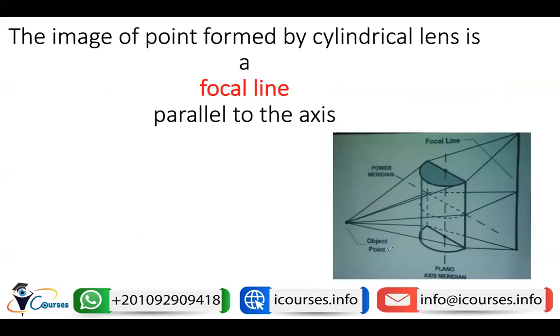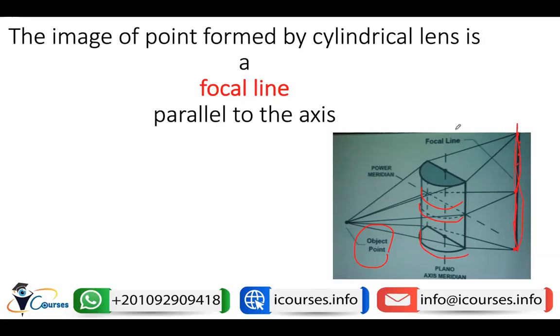So we have here a point object. This point object will project light rays that will come to the curved surface of the cylindrical lens. Each plane of the curved surface will form a point of focus. So this will lead to a point of focus here, and this surface will act as a convex lens, making a focus here, and this surface will make a point here. So if we now join all these points of foci, this will result in a vertical line.